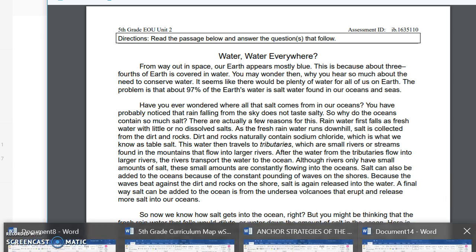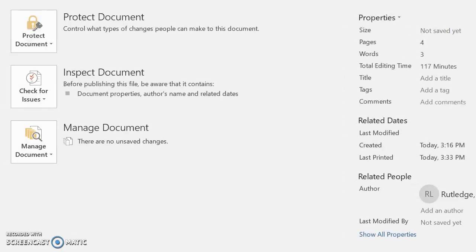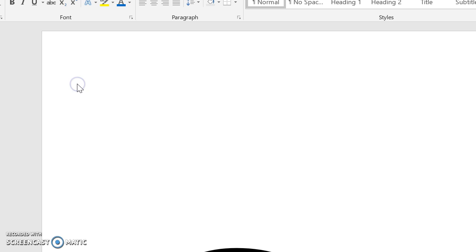So our QAR strategy, so I'm just going to use another page. Our QAR strategy says that we need to pay attention to what the question is asking us first. So we're not going to read the text as yet. We're going to go ahead and examine the question just so that we understand exactly what we need to know in order to answer the question.